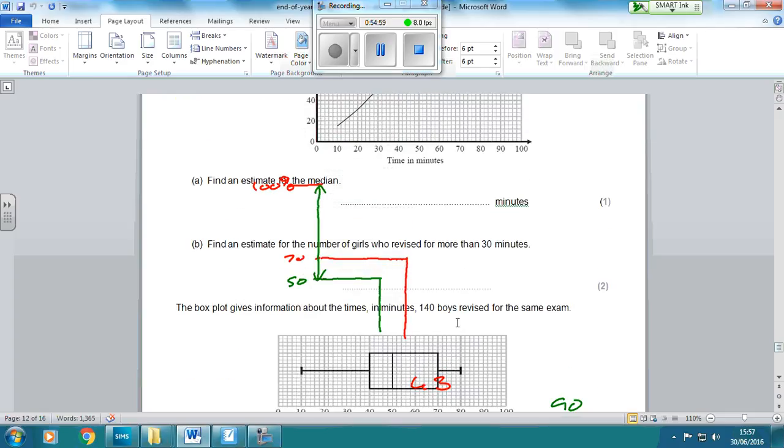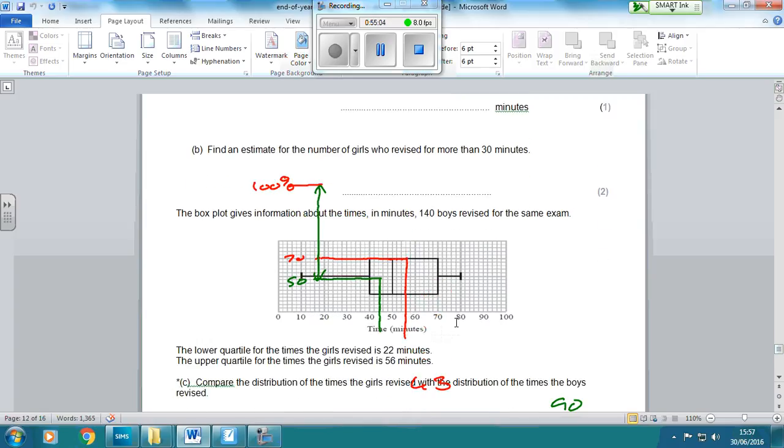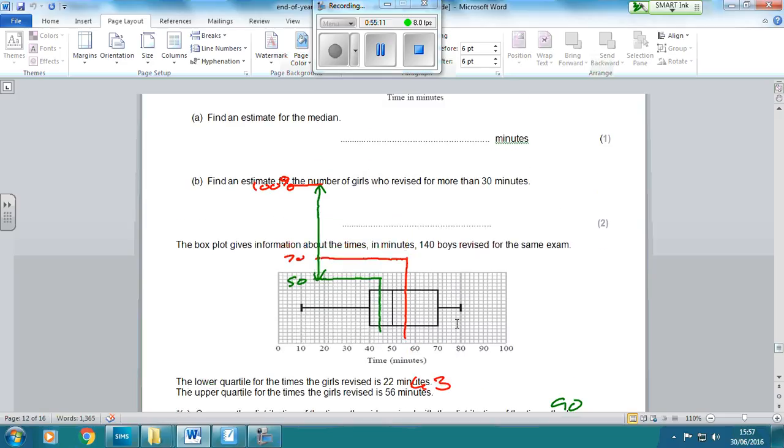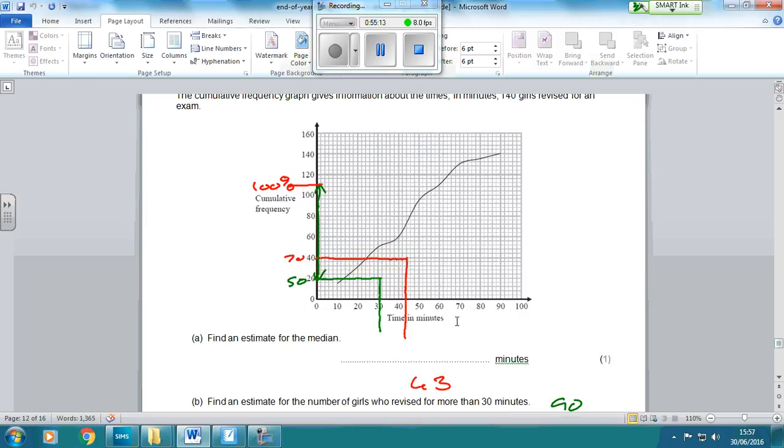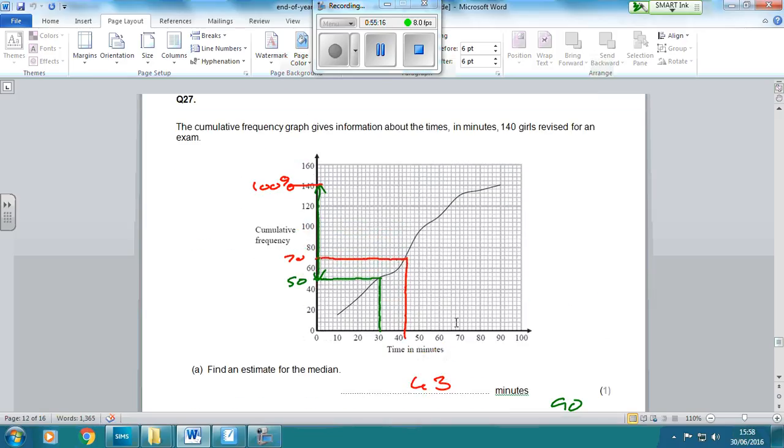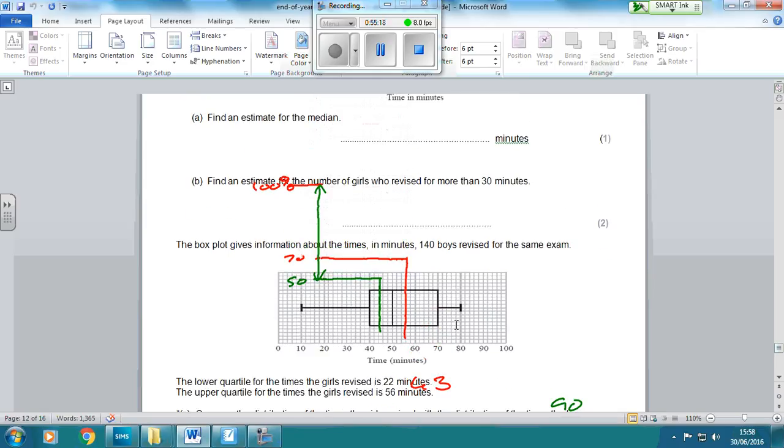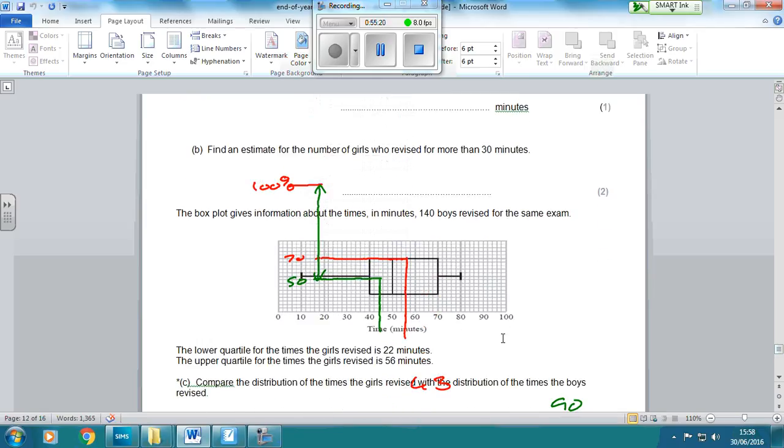Box plots about the times in minutes. 140 boys revise for the same exam. The lower quartile of the girls is 22, the upper quartile for the girls is 56. So what do we say the median was? 43. Okay, so the median for girls equals 43. And we've got to compare the distribution of the times of the boys.